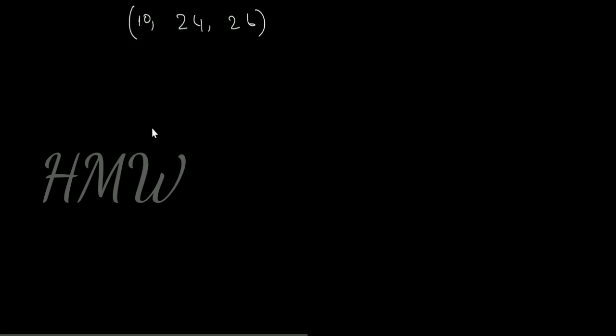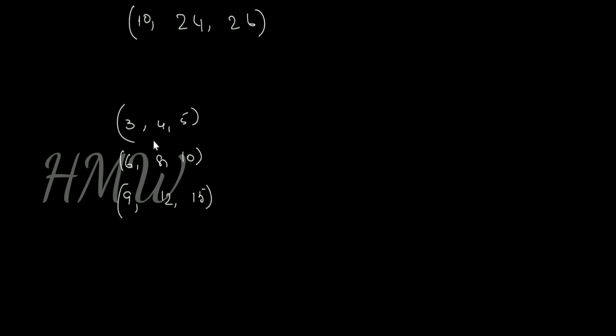The simplest way to create further Pythagorean triplets is to scale up a set of triples. For example, 3, 4, 5. This is the smallest Pythagorean triplet. If you multiply by 2, 3 into 2 is 6, 4 into 2 is 8, 5 into 2 is 10. This is a Pythagorean triplet. Multiply this by 3. 3 into 3, 9. 4 into 3, 12. 5 into 3, 15. This is a Pythagorean triplet.